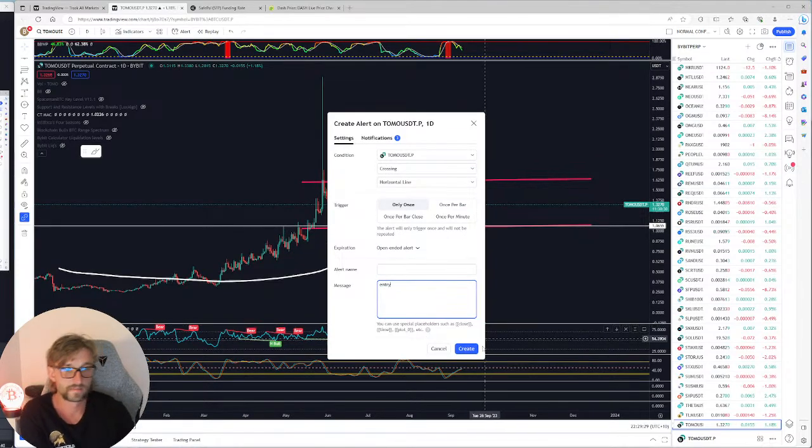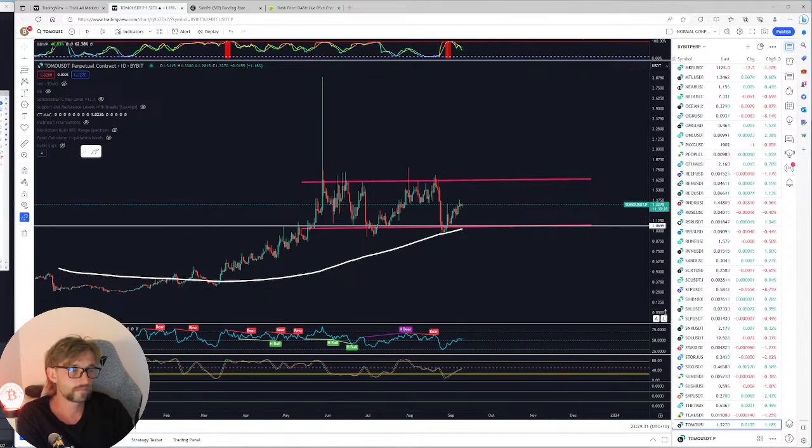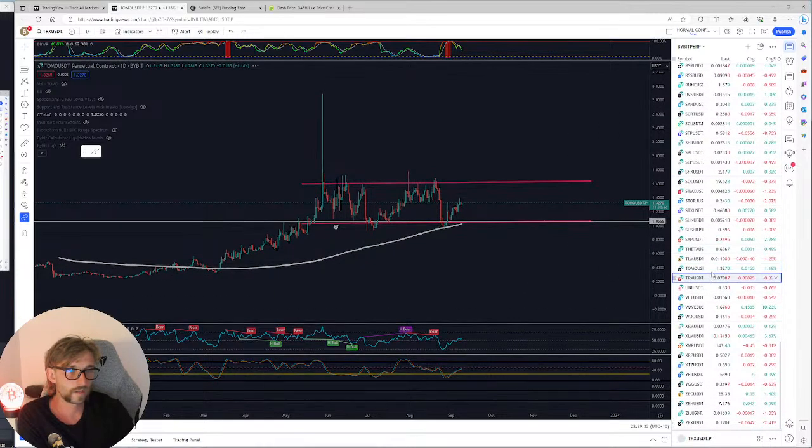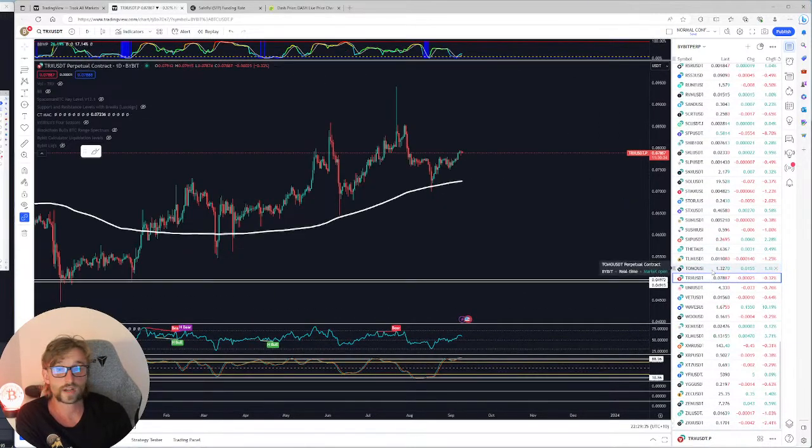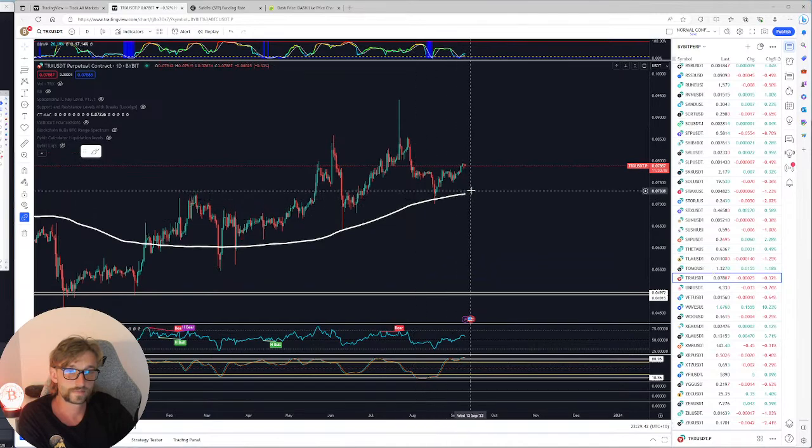Entry. There's a long for you. Same shit, pretty much. See this? See these wicks? Comes down, comes back up, closes, heads up.